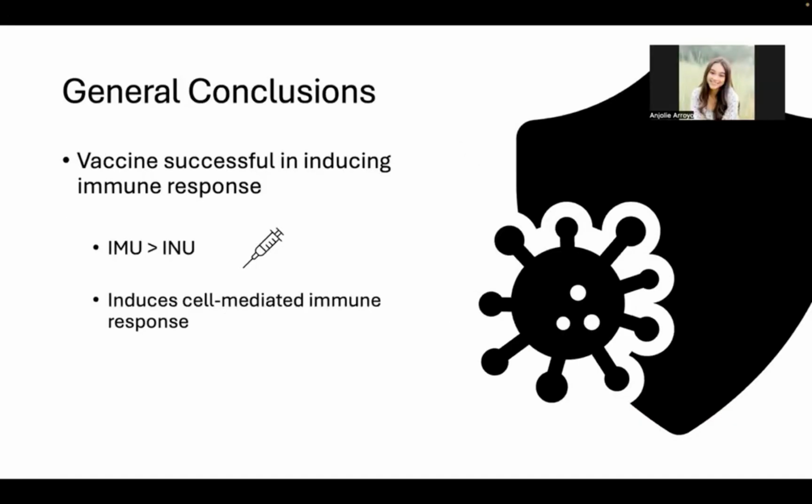So, in summary, the vaccine was successful in inducing an immune response, and it was found that the best administration method was through an intramuscular primary injection, then followed by an intranasal booster, and that the vaccine successfully induced cell-mediated immune response that revealed increased levels of cytokines produced by Th1 cells, and therefore a Th1 skewed immune response.